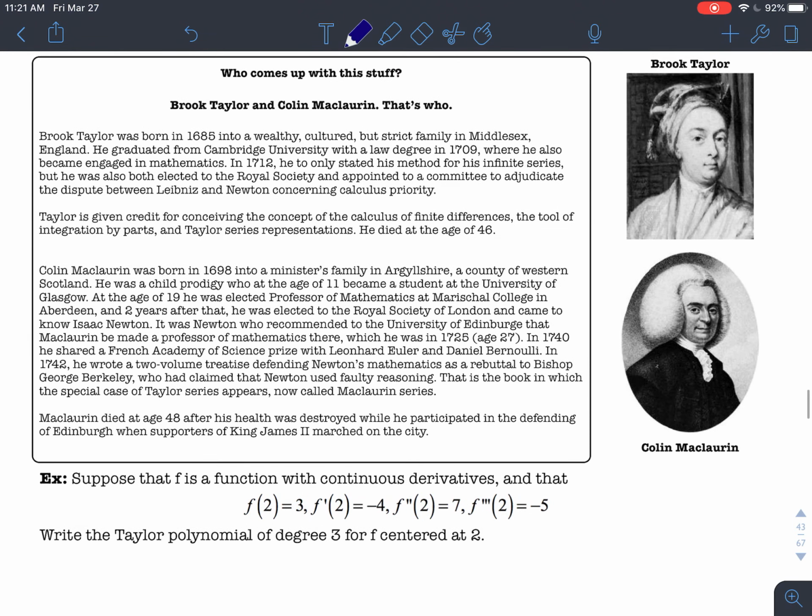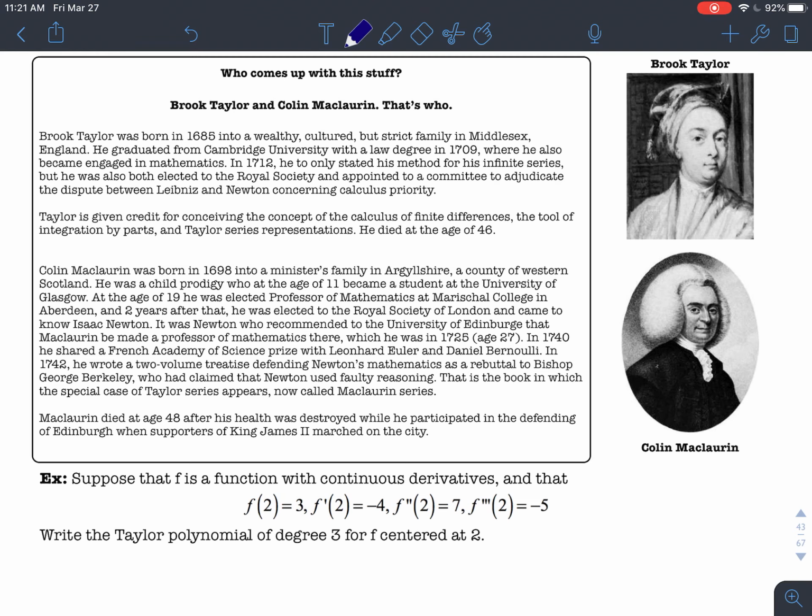And then this guy, Colin Maclaurin, was born in 1698, so a little younger than Brooke Taylor, and he was born into a minister's family, in a county of Western Scotland that I'm not even going to try and pronounce. Maybe I'll try just for your benefit: Greelishire, I don't know. Google it, and maybe Google Translate can do it for you.